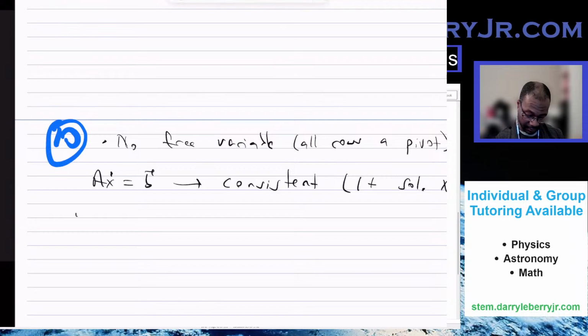The rank of A equals R equals N. So it has as many pivots as it has columns. So every column has a pivot. Every B has at least one solution. Every column has a pivot.